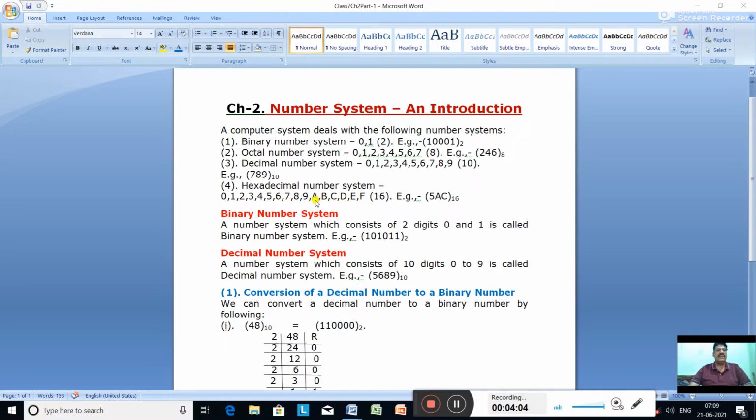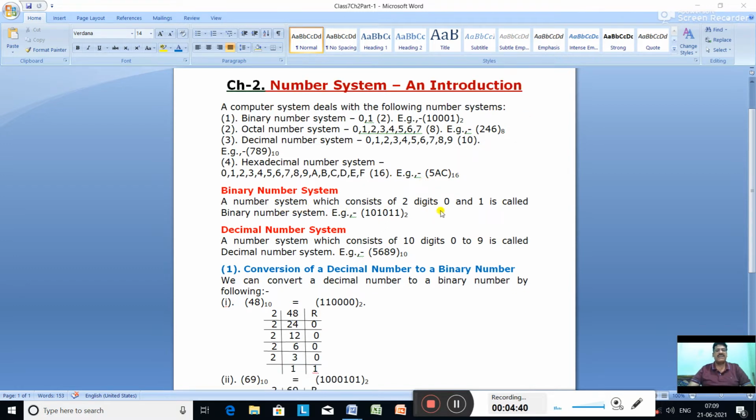If instead of A you write 10, it will be a repetition of 1 and 0. 11 is 1, 1. 12 is 1, 2. So here in hexadecimal number system, A represents 10, B represents 11, C represents 12, D represents 13, E represents 14 and F represents 15. So 0 to 15, total 16 digits. Example 5AC. Base is 16, so it is hexadecimal number system. A means 10, C means 12.